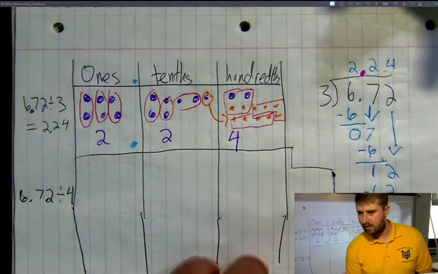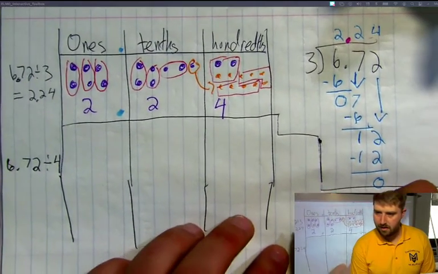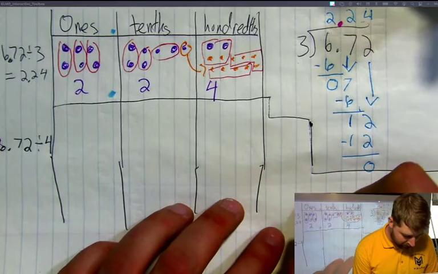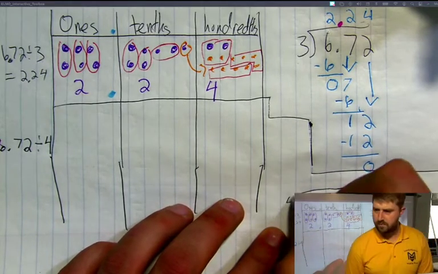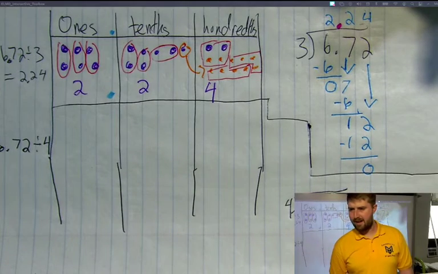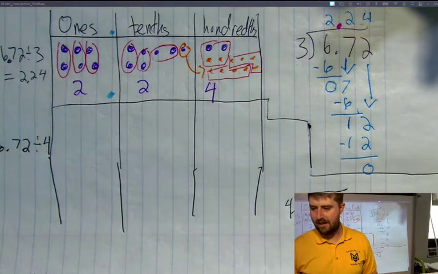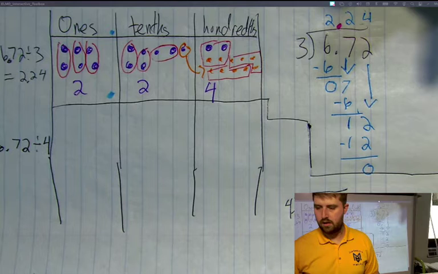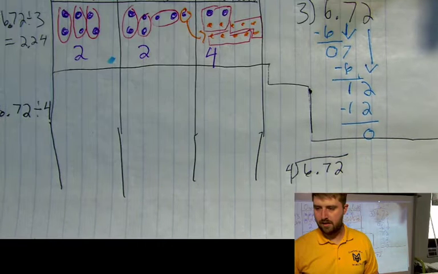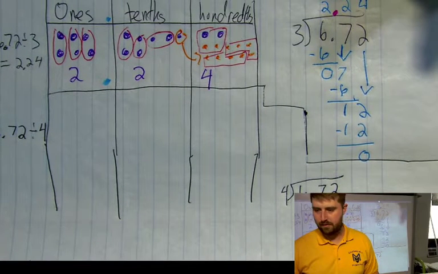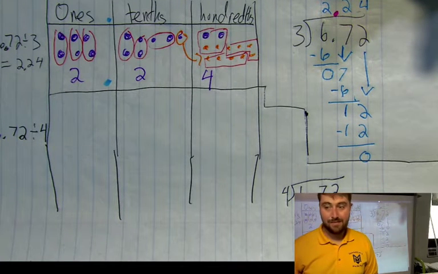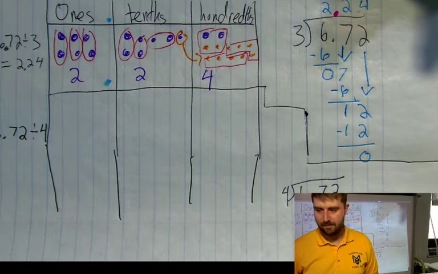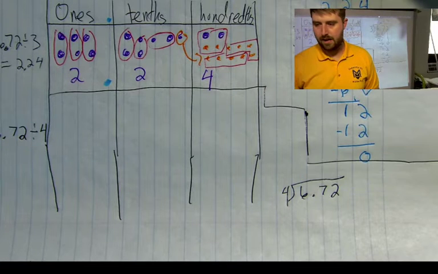And I'm going to write this over on the far side in our long division setup. 6 and 72 hundredths divided by 4. I know it's behind my head right now. I will go ahead and just move myself up. Maybe we can. Maybe there we go. I'll move myself up here.